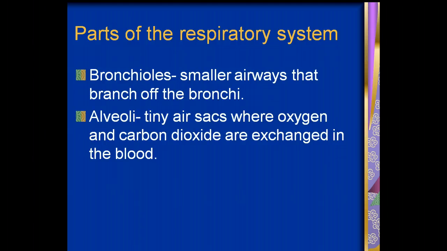Each bronchus divides into smaller airways. These smaller airways that branch off the bronchi are known as bronchioles. At the end of each bronchiole is an alveolus. An alveolus is a tiny air sac where oxygen and carbon dioxide are exchanged in the blood.